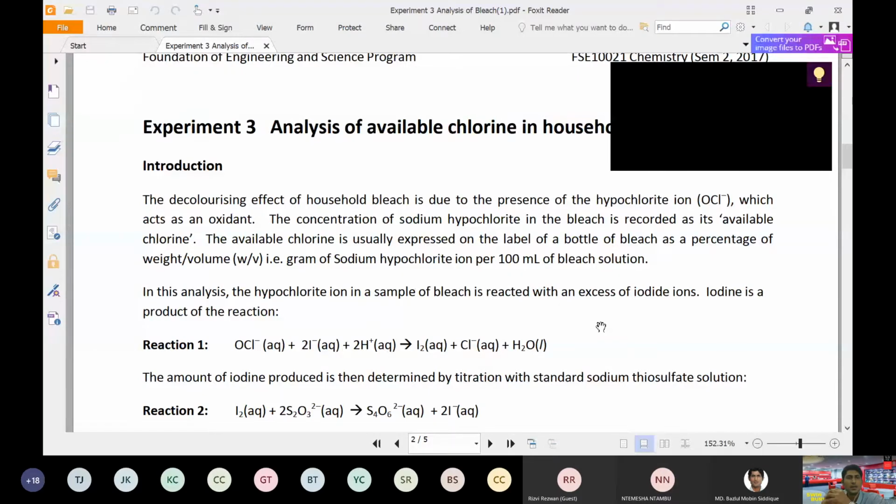All right. So please let me know if you can see the document that I'm showing for experiment 3, analysis of available chlorine in household bleach. So what I was telling, let me start the recording again. Probably I need to record. Okay, recording started.